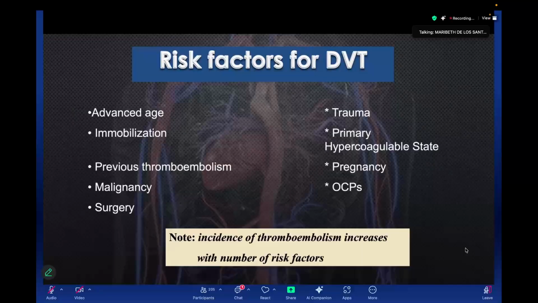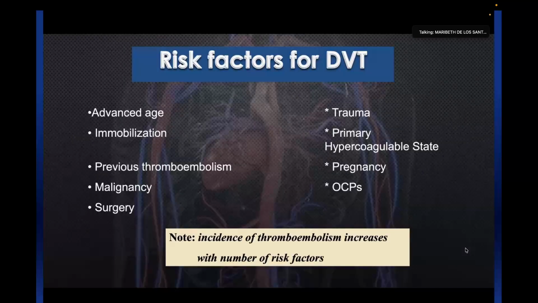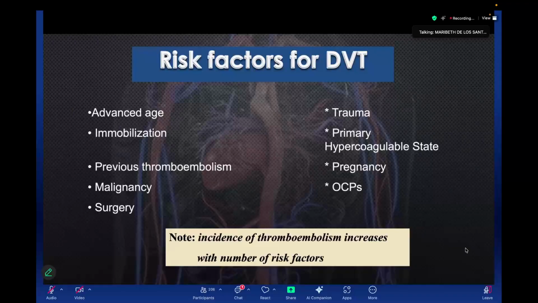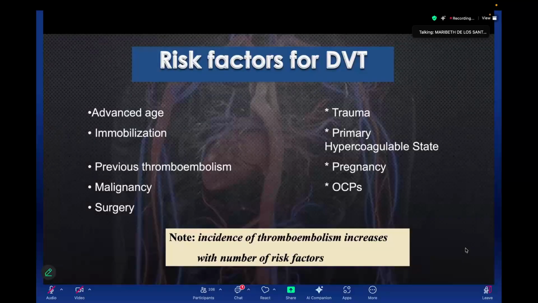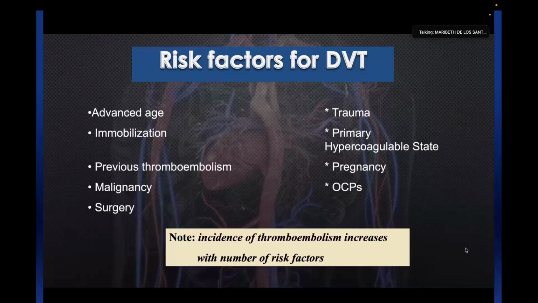Risk of thromboembolism is higher with more risk factors involved. So we have advanced age, immobilization, prolonged immobilization, previous history of thromboembolism, malignancy, surgery because it can damage the tissues, no? Trauma, primary hypercoagulable state, pregnancy, and use of OCPs or oral contraceptive pills.